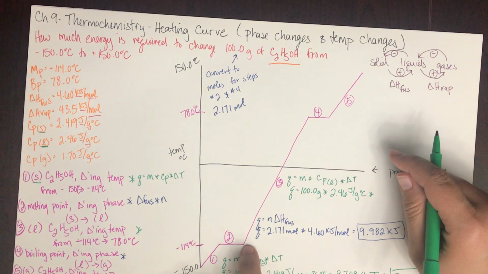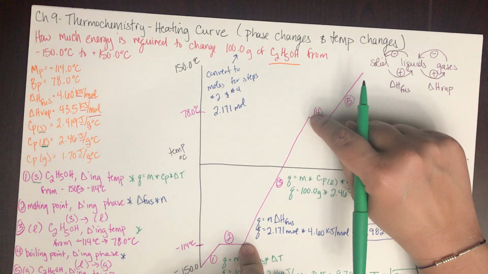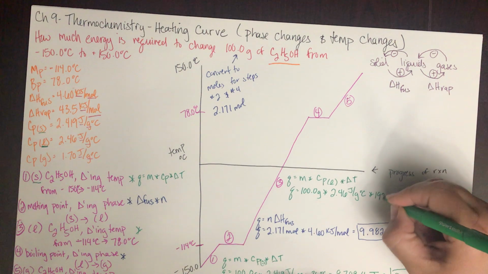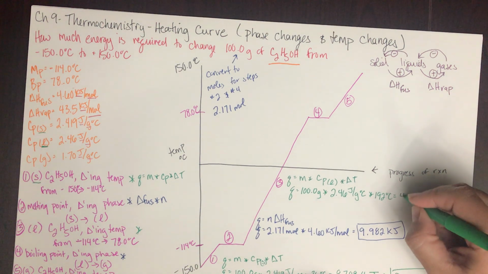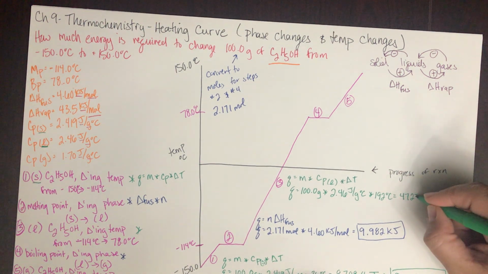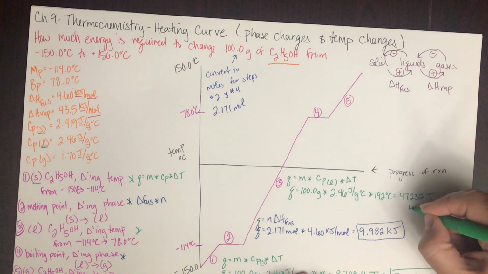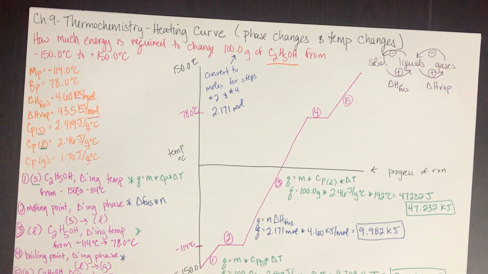So this is negative 114 to positive 78. So that's 192 degrees. From negative 114 to positive 78 is positive 192 degrees Celsius. So when you put this in your calculator, you should get something like 47,232 joules, but I'm going to add these together in kilojoules. So this is the same as 47.232 kilojoules. So that's how much energy that step takes. Okay, now let's go to step 4.